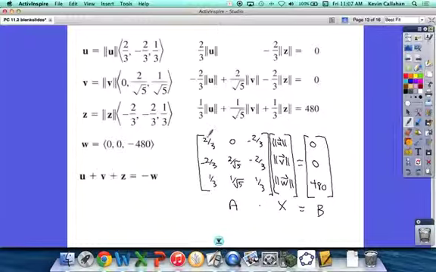Instead, just turn it into a matrix equation, right? There's the 2/3, 0, negative 2/3. That's this. Negative 2/3, 2 over the square root of 5, negative 2/3. 1/3, 1 over the square root of 5, 1/3. Right? The variable matrix is the three magnitudes, which is what we're being asked to find, right? The magnitude of u, the magnitude of v, the magnitude of z. And the B matrix on the other side is 0, 0, 480.